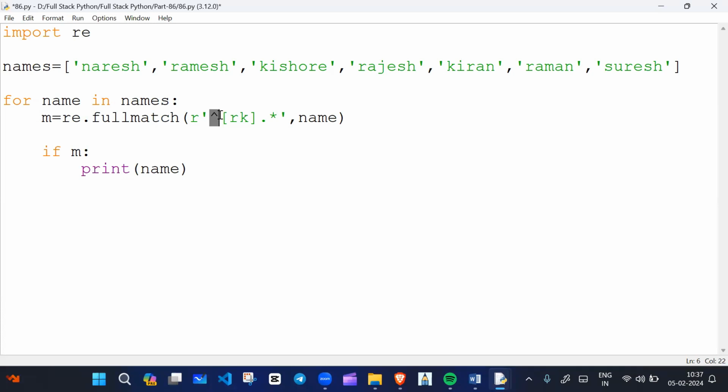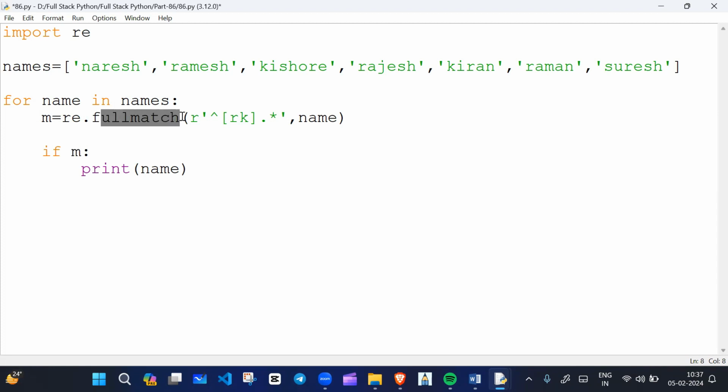What's the use of this cap symbol? The cap symbol indicates the string should start with either R or K. Square bracket means either R or K. Cap symbol means starting at the beginning of the string. So at the beginning of the string, it will consider R or K. So what is our pattern? It will consider R or K, and dot star means zero or more, and it will not consider the newline character. Right.